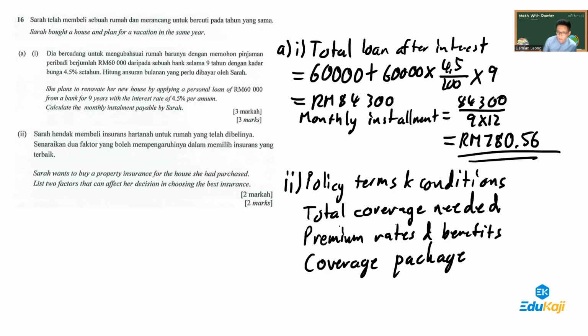So yeah, you don't need to list all of this, but these are some of the more major things that you can probably look at. If you think about it: terms and conditions, how much you need to cover, how much you need to pay, what benefit you get, and what is included in the package. So things like that.